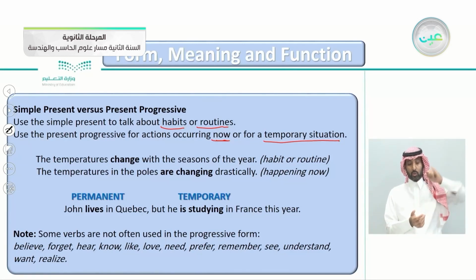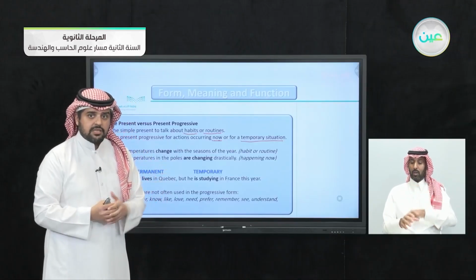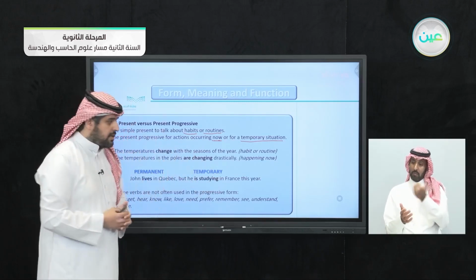John lives in Quebec, but he is studying in France this year. So notice here, John lives in Quebec. This is permanent. This is present simple. But he is studying in France this year. This is temporary. So this sentence combines the use of present simple and the present progressive. He is studying in France, then he will come back to Quebec. This is the use of progressive because it's a temporary situation.